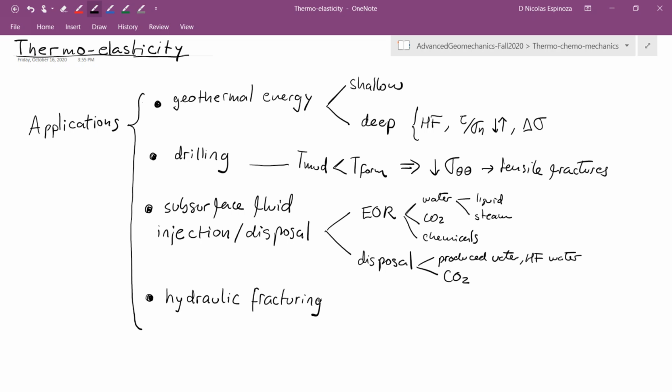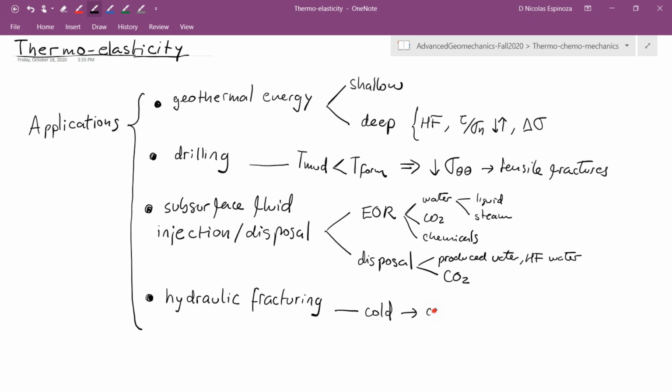Last example is also hydraulic fracturing. And hydraulic fracturing can also take advantage or could be affected by the temperature of the injected fluid. You could, for example, inject a very cold fluid in order to facilitate fracturing. This is what is called cryogenic fracturing.